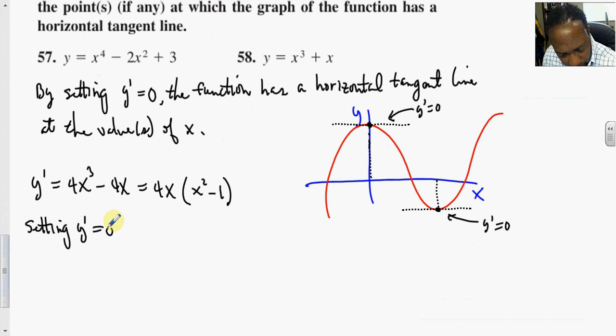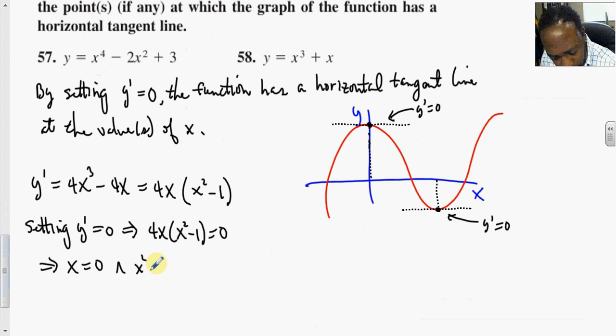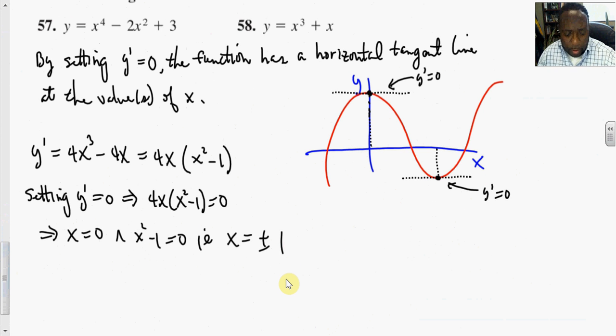Setting y prime equal to 0 implies that 4x times x squared minus 1 is set equal to 0. This implies that x is equal to 0 and the x squared minus 1 is equal to 0. That is, x is plus or minus 1. So the values of x that you have for the horizontal tangent line would be x equals 0, x equal to 1, x equal to negative 1. Right?